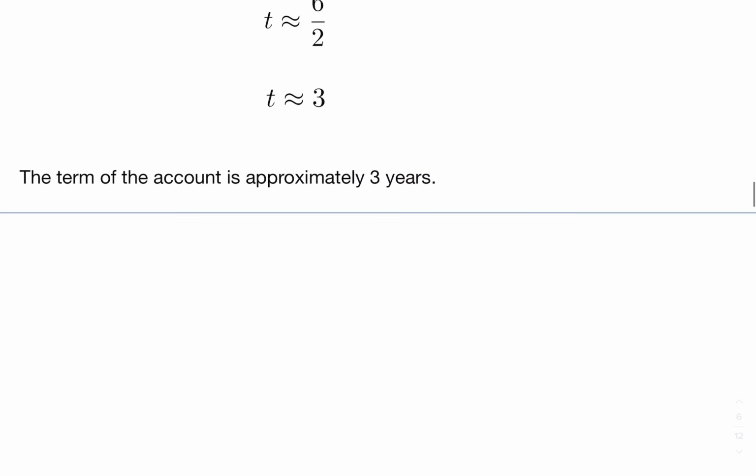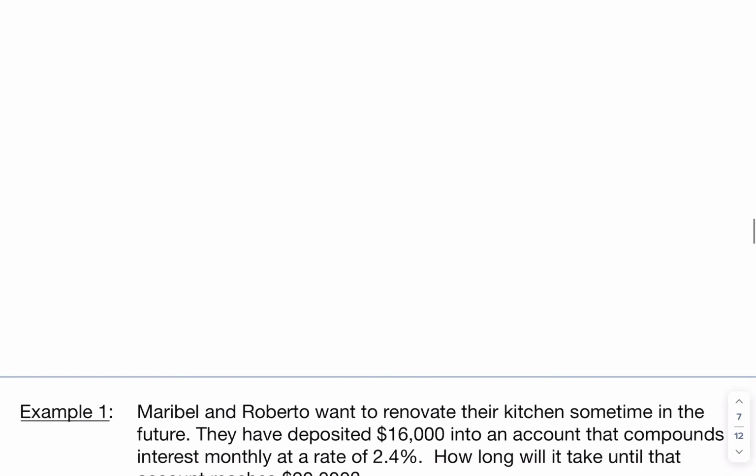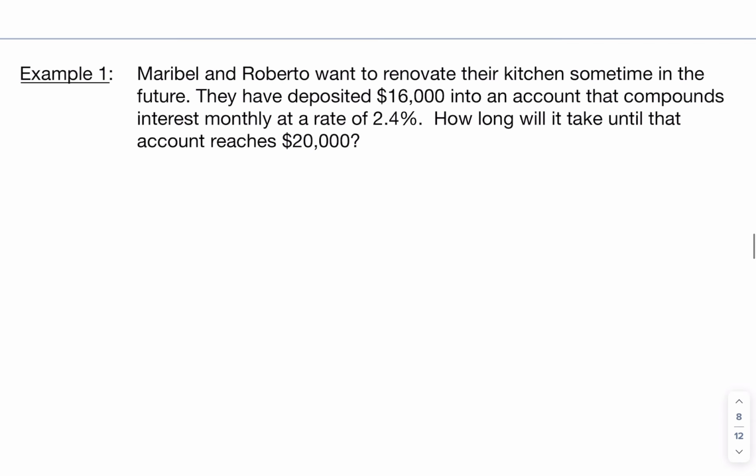Okay, I know that was a lot, but let's go ahead and move forward with an example. Maribel and Roberto want to renovate their kitchen sometime in the future. They have deposited $16,000 into an account. That is the starting amount, and that account compounds interest monthly at a rate of 2.4%. The question is, how long will it take until that account reaches $20,000?